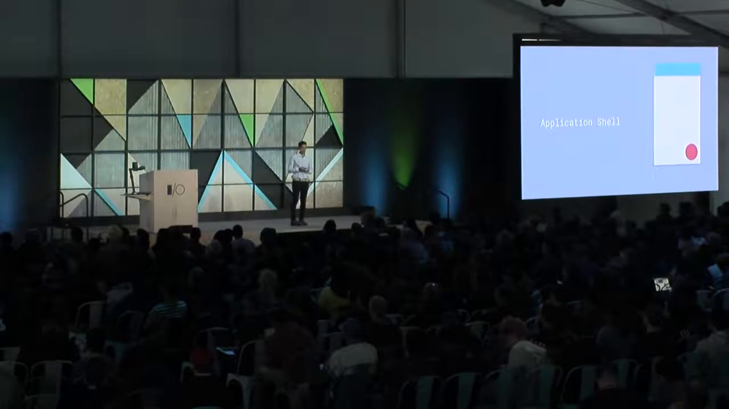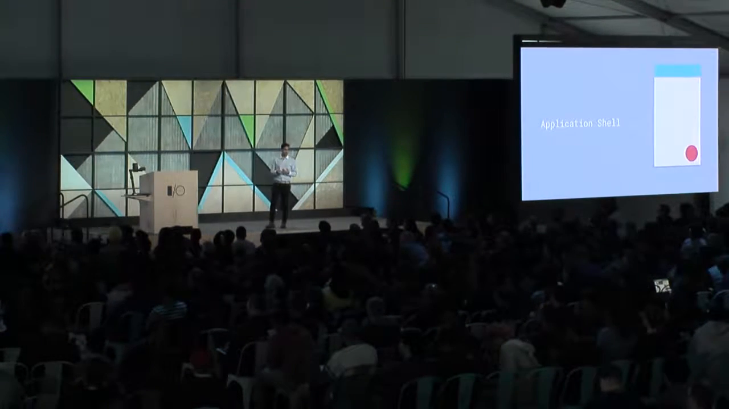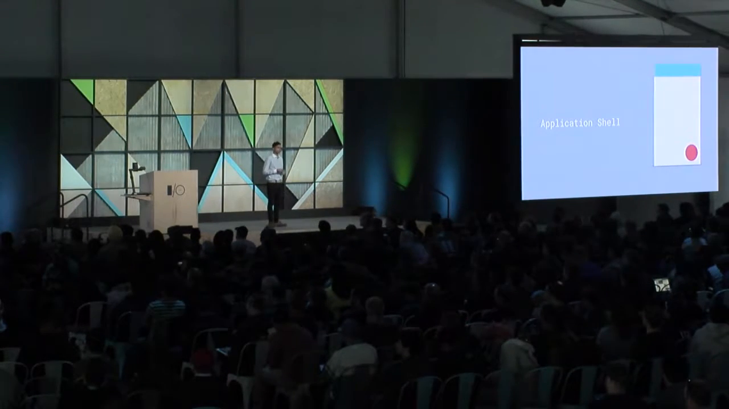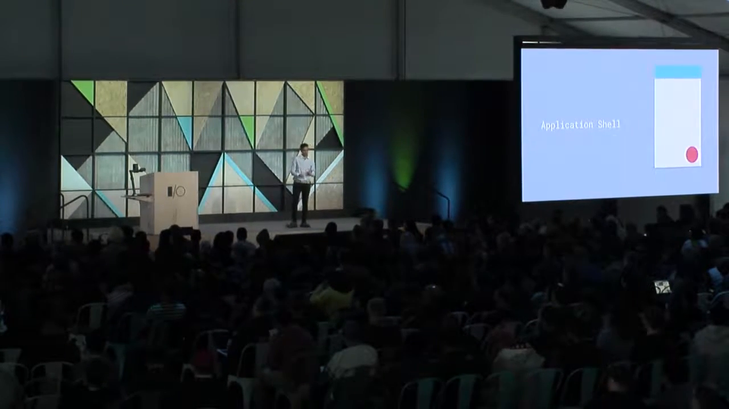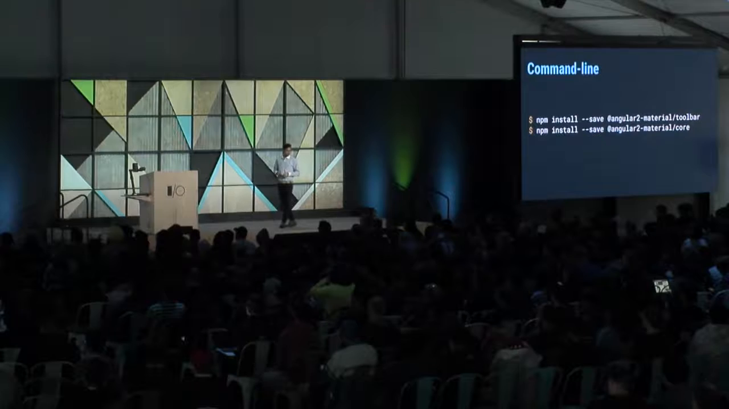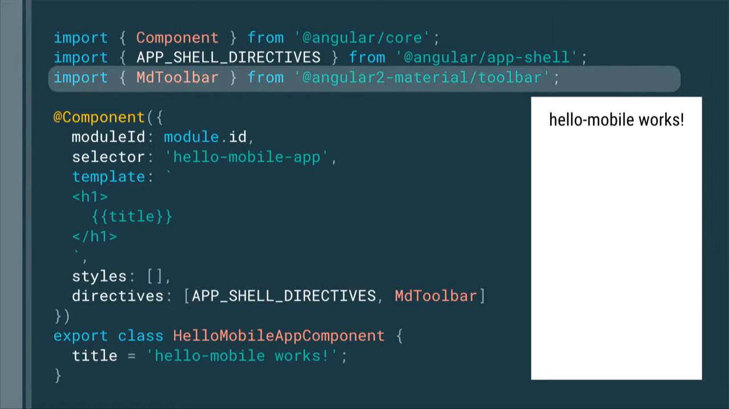Next up, we've got the application shell. So by creating a new project with the Angular CLI and the mobile flag, the application already has a build step configured to go and generate you an application shell from your root component. So here, we're going to just use the main component that Angular CLI created for us to create our application shell. We're going to do something with Angular material. So let's say that we will just add a toolbar to this application. So we npm install the dependencies we need for this toolbar. And then we register the toolbar inside of our main Hello Mobile component in this case.